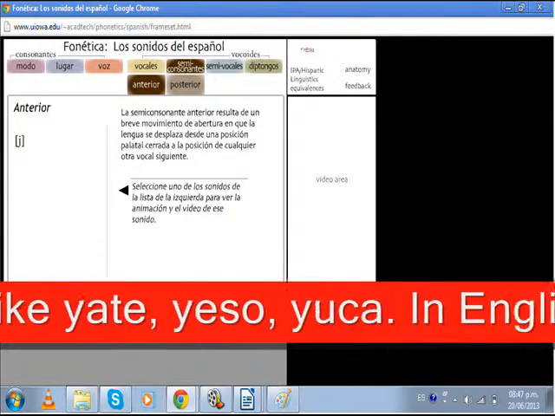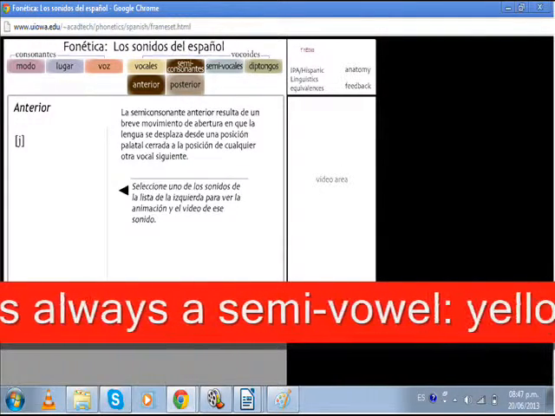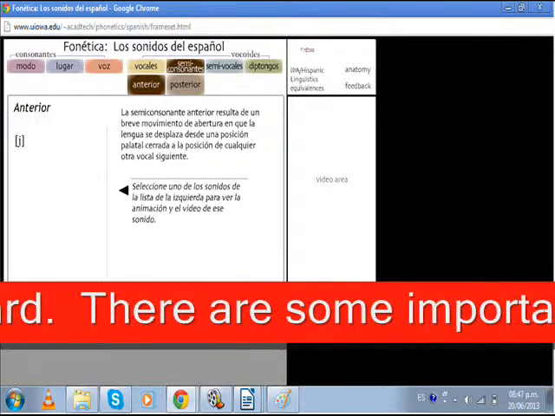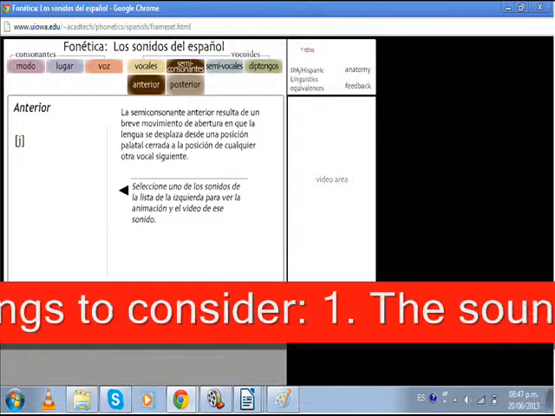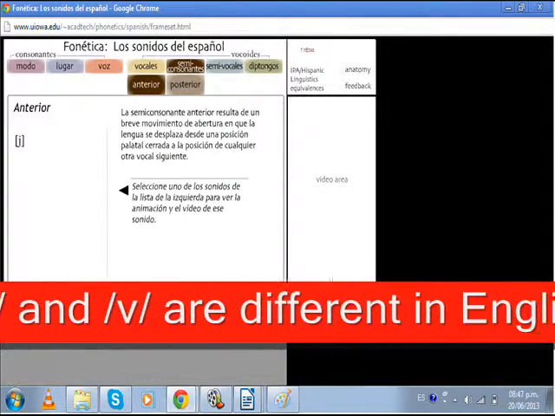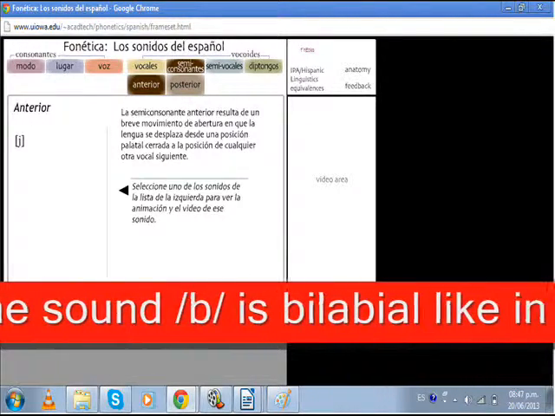The sound usually stands for the grapheme Y. In Spanish, it is either a vowel sound or a consonant sound. For example, as a vowel, we can find it in some diphthongs, like buey, ley, and rey, and as a consonant in words like yate, yeso, and yuca. In English, it is always a semivowel, yellow, yard.